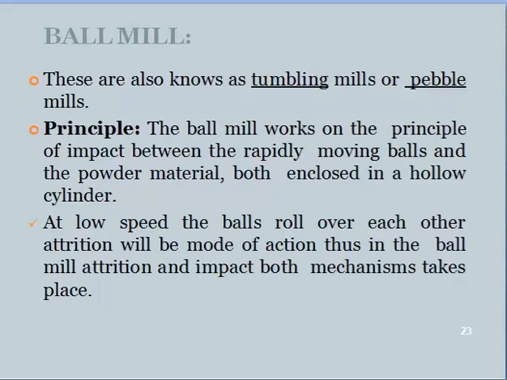Now we'll see about ball mill. These are also known as tumbling mill or pebble mill. It works on the principle of impact between the rapidly moving balls and the powder material, both enclosed in a hollow cylinder. At a low speed, the balls roll over each other. Attrition will be the mode of action. Thus, in the ball mill, attrition and impact both mechanisms take place.